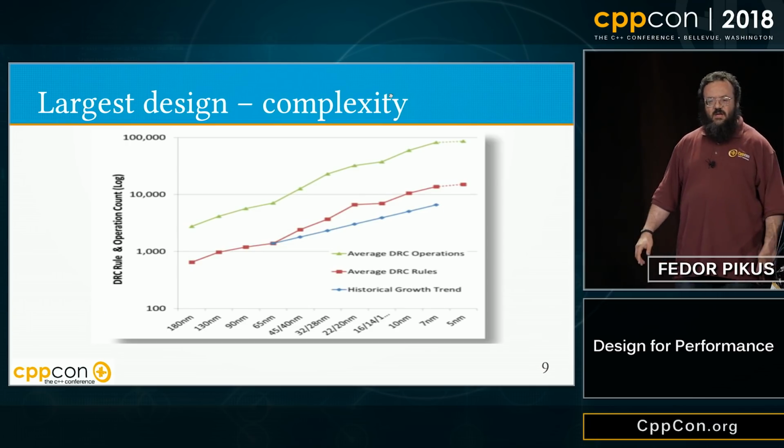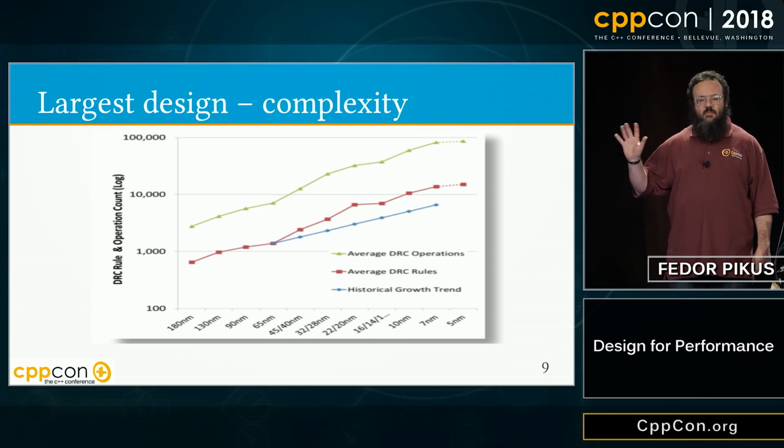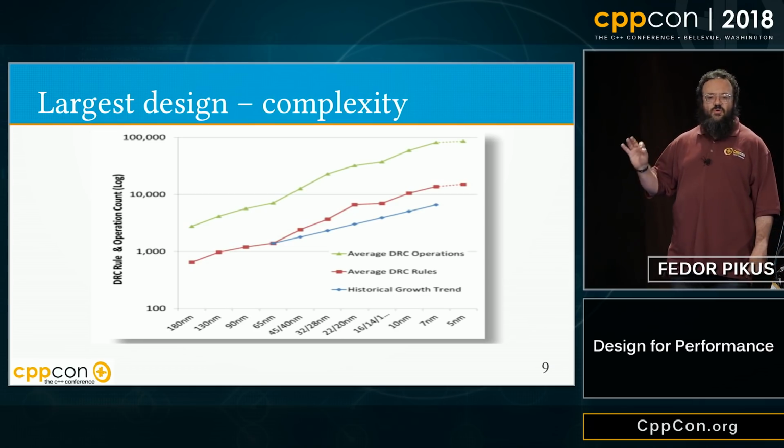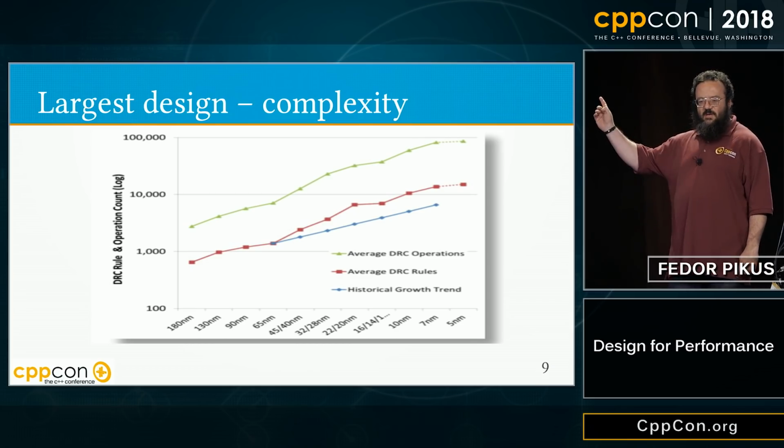But it gets worse than that. These, and again, it's a logarithmic axis, are the number of what they call rules. Think of each rule as an independent operation. So if it was a C++ program, it would be the number of statements in your C++ program where each statement is approximately the same computational cost. So this is the size of your C++ program.